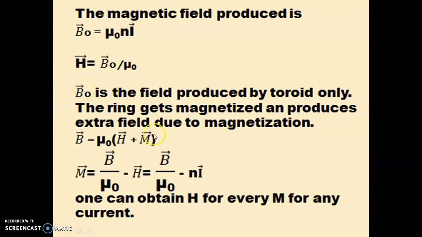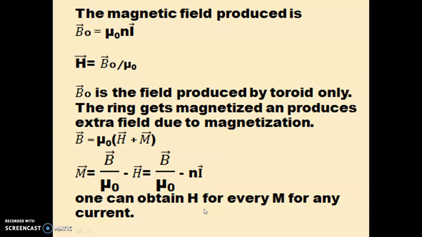And the extra field is due to the magnetization, and therefore vector B is given by mu 0 into bracket, vector H plus vector M, bracket complete. We already did this. That means this is the total magnetic field. Now this thing we have to keep in mind, and therefore vector M is equal to vector B divided by mu 0 minus vector H, which is equal to vector B divided by mu 0 minus N I, as we did previously. One can obtain this H for every M, every magnetization, for any current.